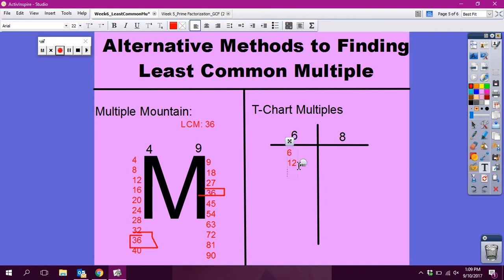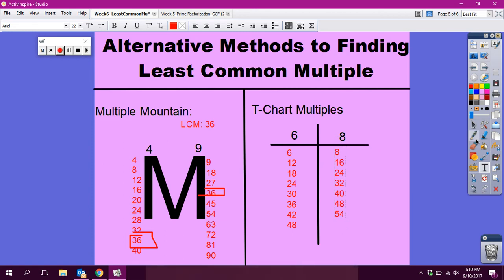So 6, 12, 18, 24, 32, oops, skipped one, 30, 36, 42, 48, so on and so forth. I'm going to stop there because I kind of got tired of listing, to be honest with you. 8 for 8 is the first one. Then 16, 24, 32, 40, 48, 54. Oh, you guys, this is exhausting.